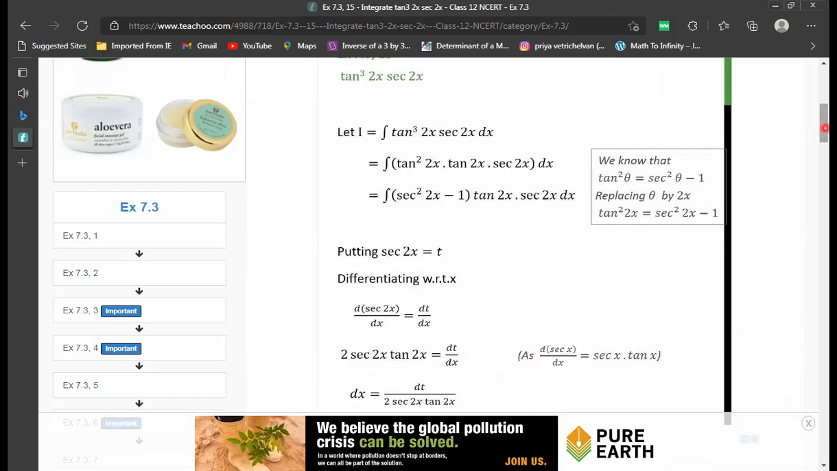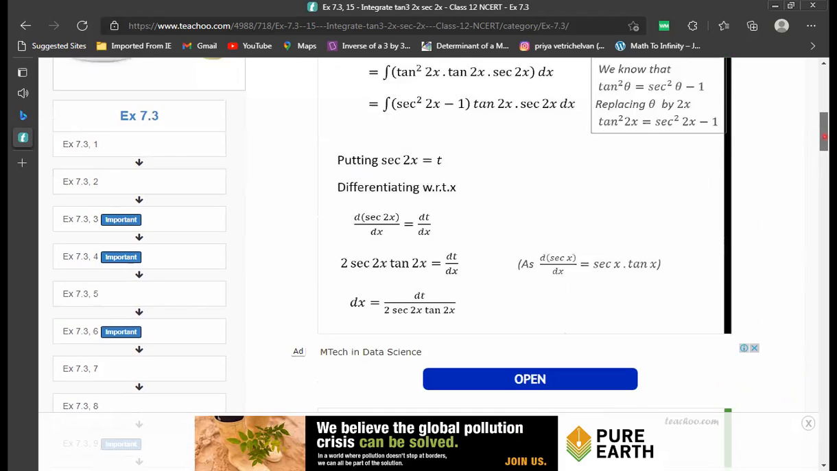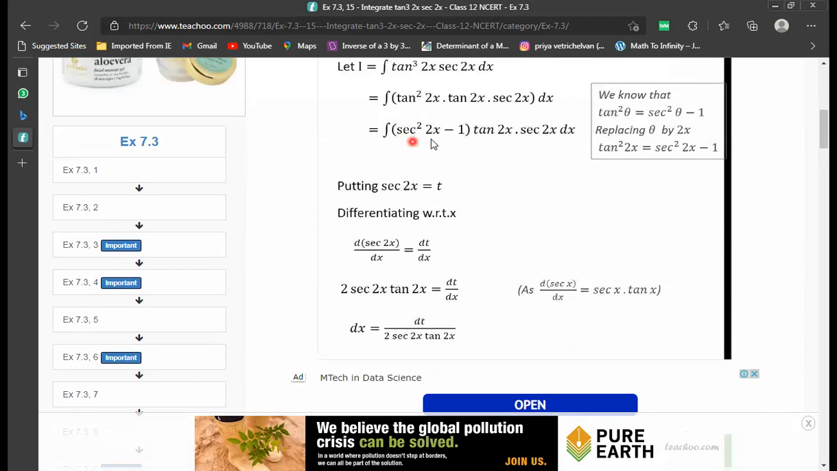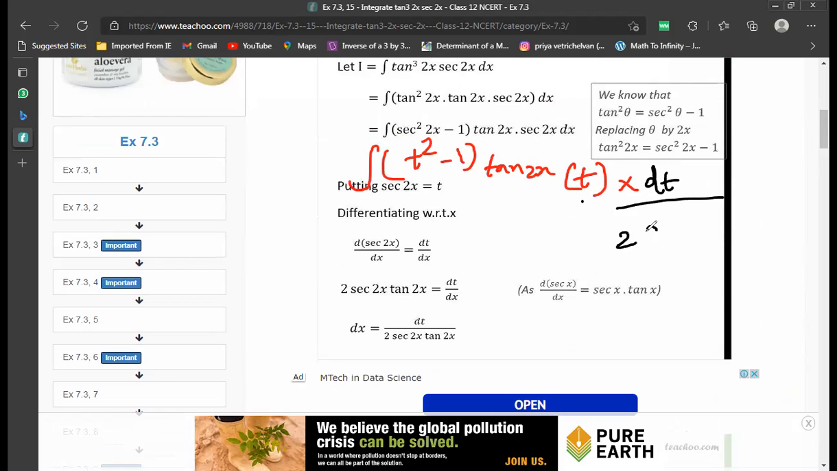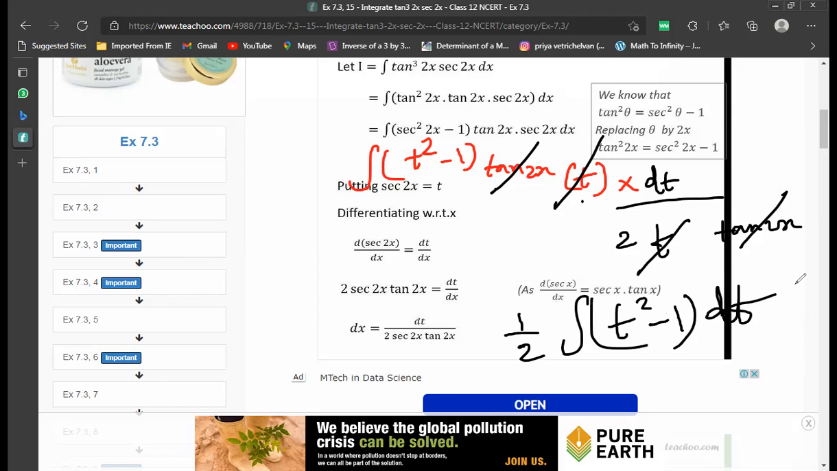Clear? Yes, ma'am. Very clear. So now just replace the terms in terms of t. Secant square 2x can be written as t square minus 1. Just write tan 2x as tan 2x itself. And what is secant 2x? It's t. And what is dx? Dx is dt upon 2 secant 2x tan 2x. Tan 2x and tan 2x will cancel out each other. This secant 2x can be written as t. This t and this t will cancel out each other. Take the 1 by 2 outside, you will be left with 1 by 2 integral of t square minus 1 into dt.